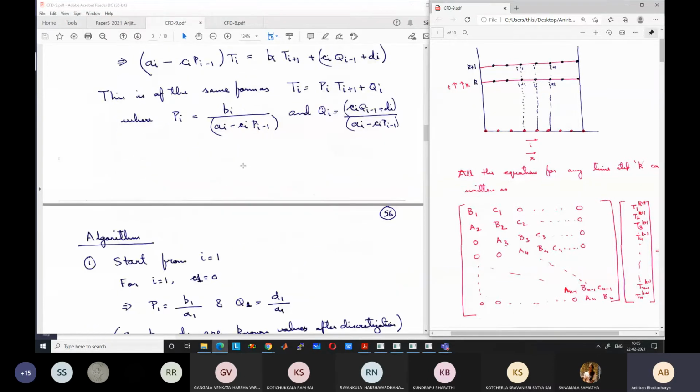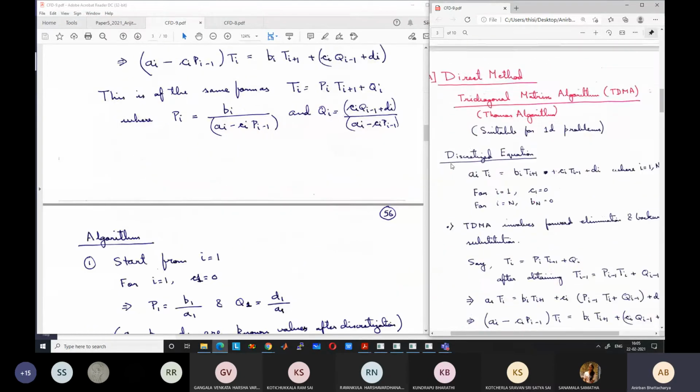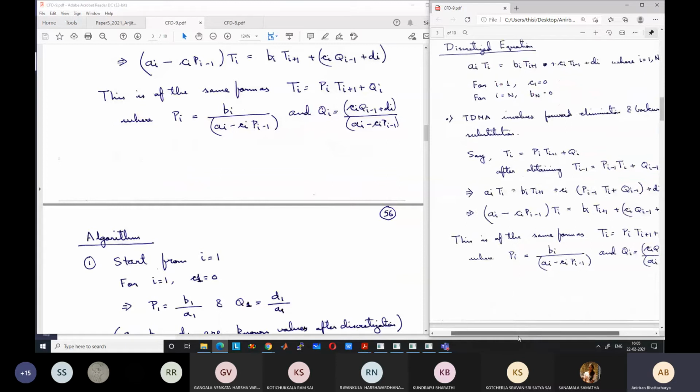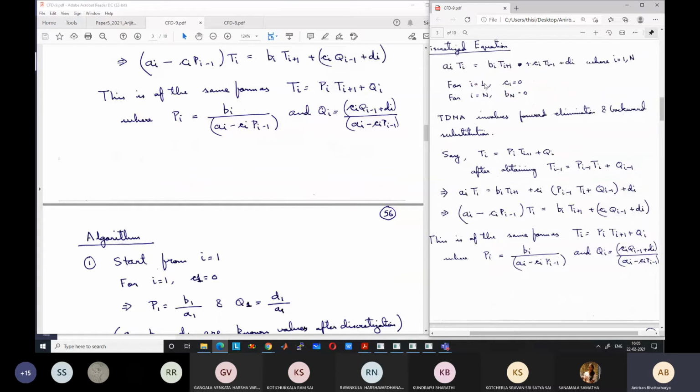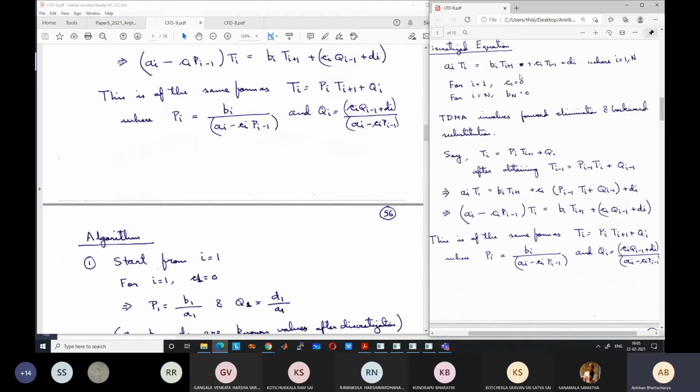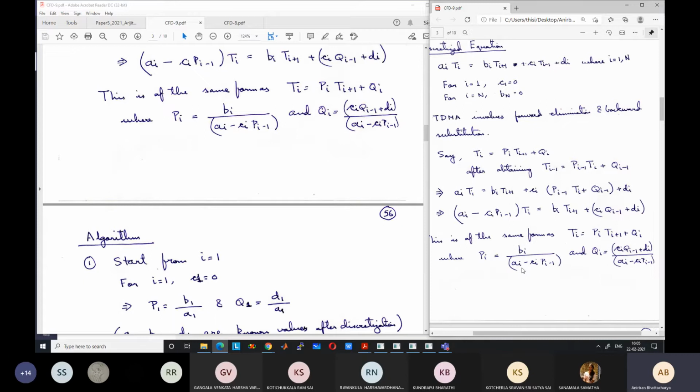Let us try to understand this algorithm. We will keep these equations open here in case you need to refer to them. This is the general discretized equation, a_i T_i = b_i T_{i+1} + c_i T_{i-1} + d_i. And these are our steps for proceeding: P_i = b_i/(a_i - c_i P_{i-1}) and Q_i = (c_i Q_{i-1} + d_i)/(a_i - c_i P_{i-1}), in case we know the previous i-th value.